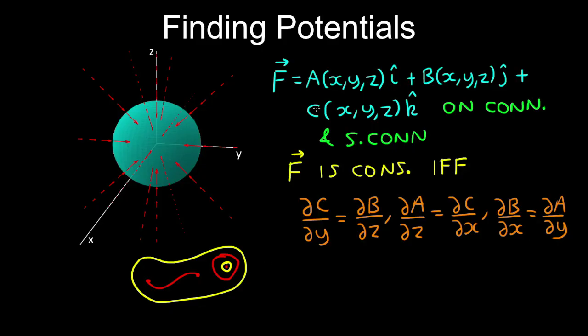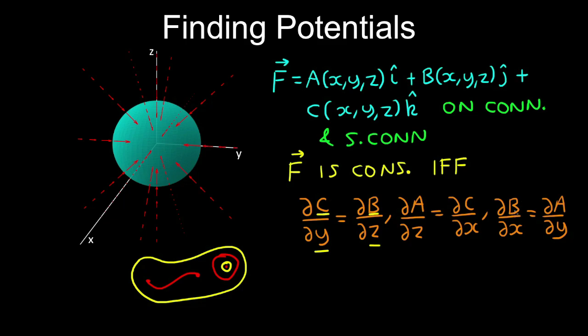So you can see the pattern here. So for the partials of c and b, c is the third component and b is the second component. So we take the partial of c with respect to the y component and the partial of b with respect to the z component. And similarly for the other partial derivatives.